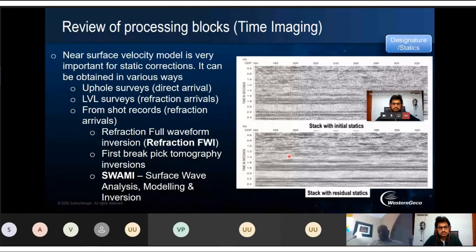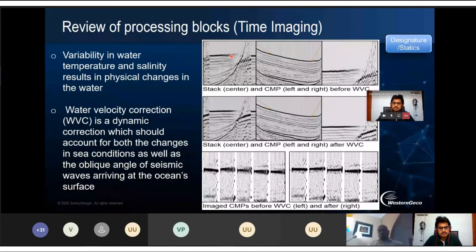The other part, below, is a migrated image where in the left panel, you see the water bottom with water velocity correction not applied. On the right hand side, it is applied. I would have to say good luck to whoever starts modeling with the left panel, because the velocity will pretty much not go in the right direction. Hence, water velocity correction in these cases is a must and needs to be done.